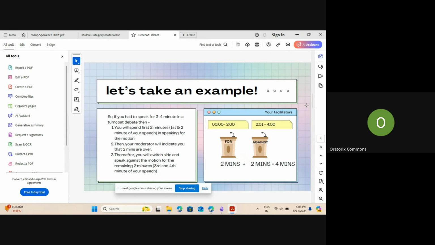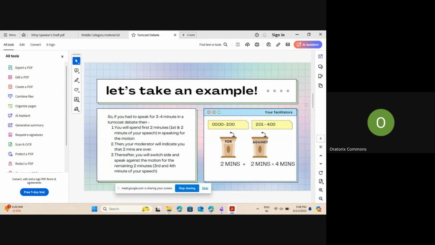For example, if you have the topic that online gaming should be banned, then for 2 minutes you will defend online gaming and for 2 minutes you will attack online gaming. Okay. Okay, sir. All right, gentlemen.